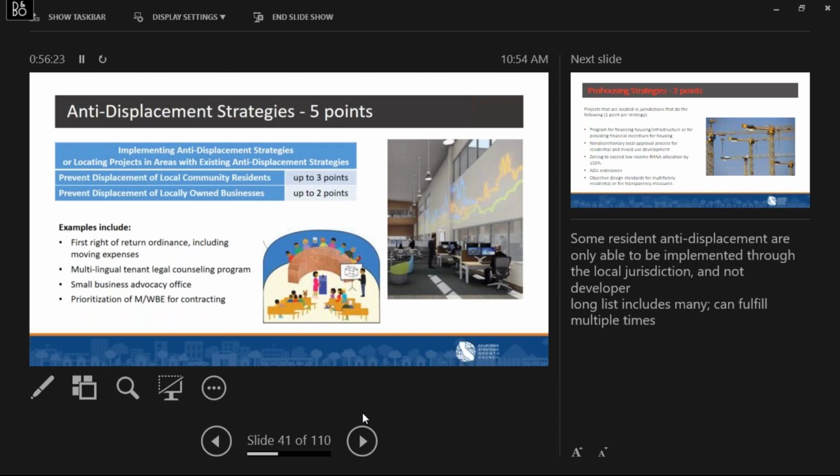In addition to the resident anti-displacement, there are also 2 points available for anti-displacement strategies for locally owned businesses. So you can refer to the guidelines for a list of what those strategies would be.